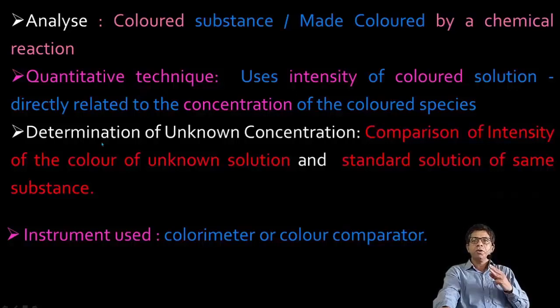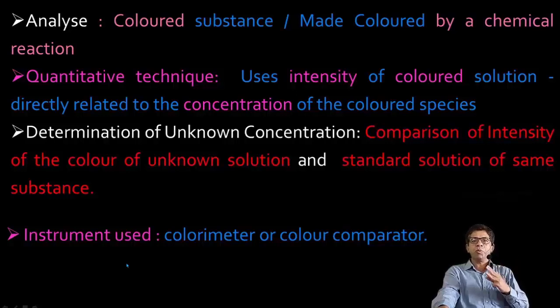in the solution. To determine the unknown concentration of analyte in the solution, its color intensity is compared with the color intensity of the known concentration solution, that is standard solution of the same analyte prepared in the same manner. A simple instrument used for the colorimetric analysis is called a colorimeter or color comparator. Colorimeter is used in the visible region, that is from 400 to 760 nanometer, mostly for repetitive analysis.